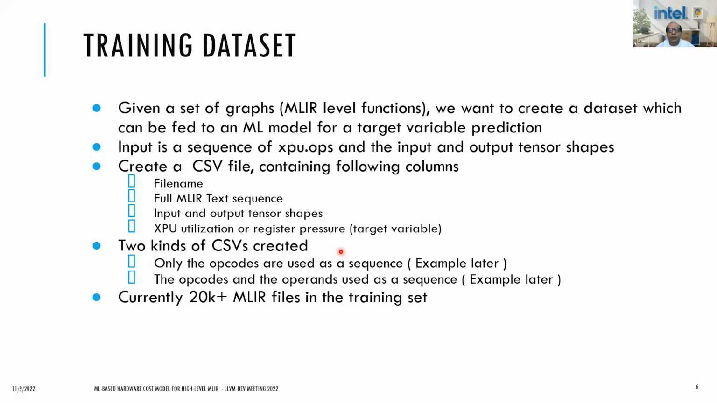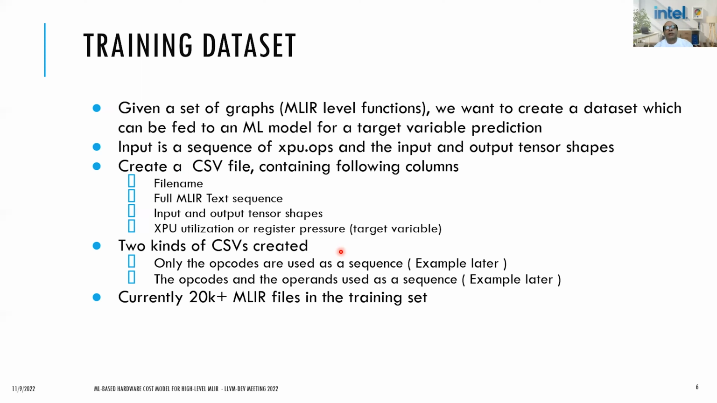Now, two kinds of CSVs are created for the work that we are presenting today. One is where only the opcodes are used as a sequence. So if you have the XPU opcodes like add, broadcast, cast, subtract, multiply, div, these are the only opcodes, and only the opcodes are used for representing your MLIR as well as the tensor shapes. The other case is when you have the opcodes as well as the operands as a sequence, which will also encapsulate your data dependence, like the use-def or def-use chains in your MLIR data flow graph.